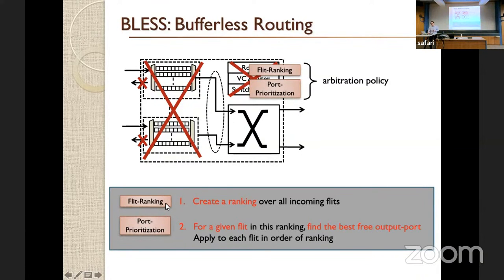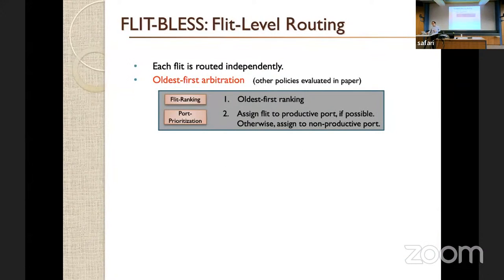Basically, you rank the flits and create a ranking. This ranking is important for livelock. We will discuss that. You have to do oldest-first ranking. You have to form a total order across flits. And for a given flit in this ranking, you find the best free output port and apply it to each flit in order of rank. We will see that this is actually expensive. I'm going to go through this in more detail. But assuming you can do that, essentially each flit is routed independently.